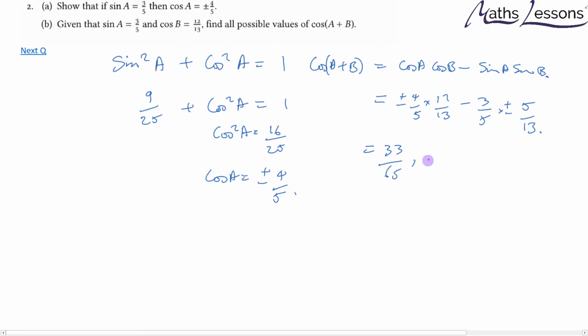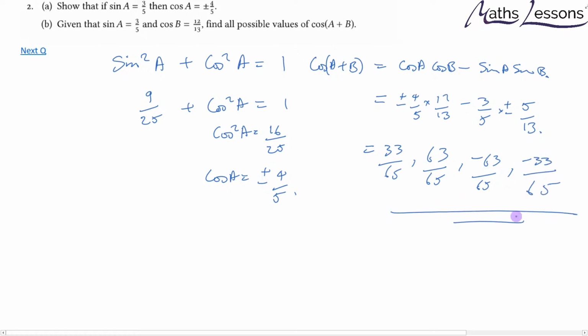33/65, and we're not going to do the calculator work, 63/65, minus 63/65, and you can get minus 33/65. So there's 4 possible answers to this question.